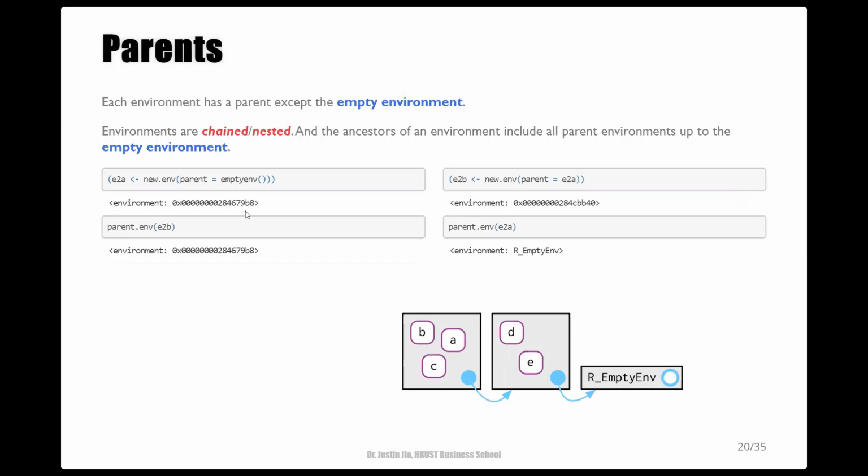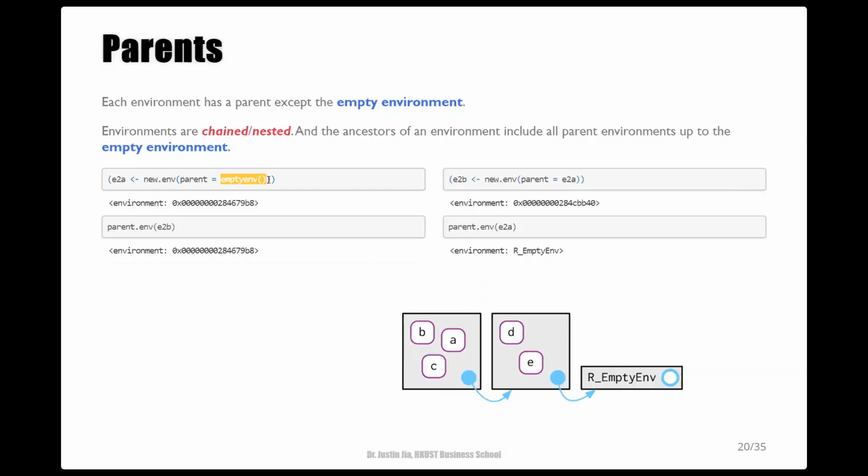We've seen how to use the new environment function to create environments. Actually, the new environment function has a parent parameter, which allows us to specify the parent for the environment we wish to create. Here, we create a new environment named E2A, which is a child of the empty environment.